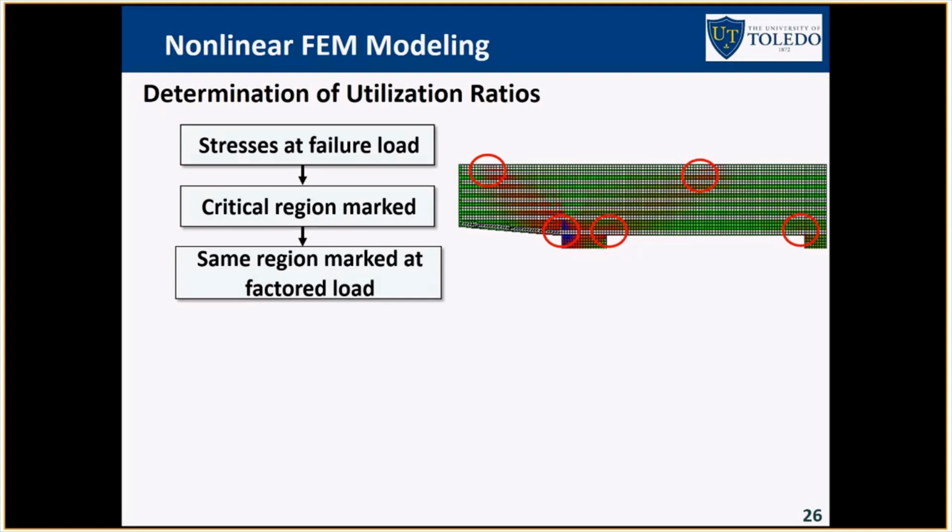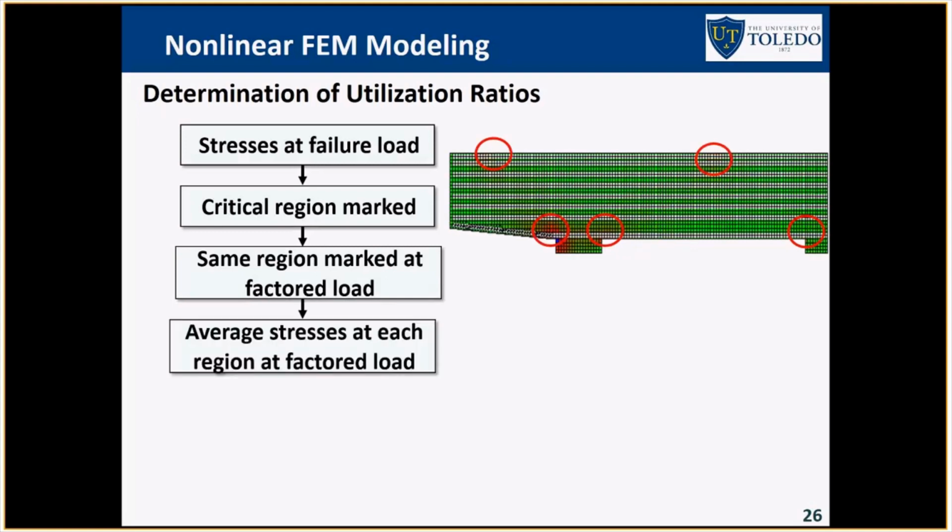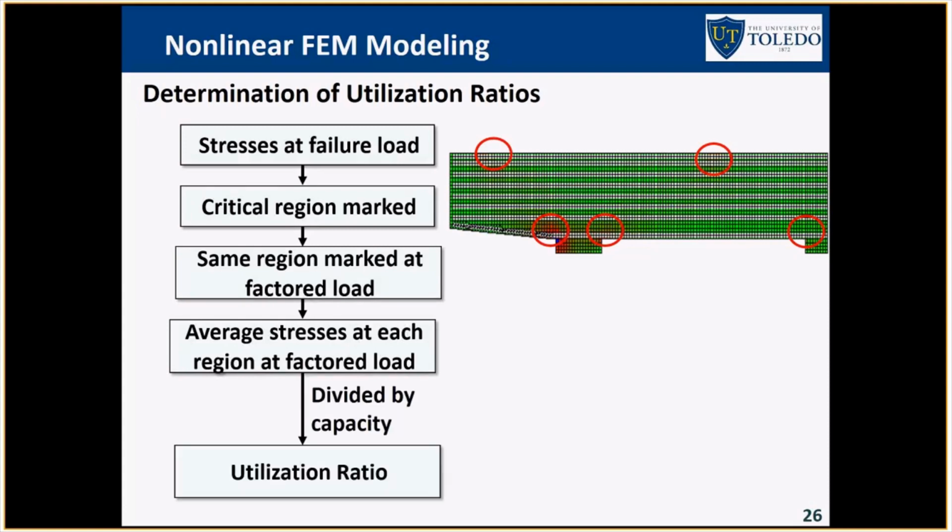Then the average stress inside that region was calculated and divided by the capacity of the concrete to get the utilization ratio. In this way, we find the utilization ratio for the concrete. We follow a similar procedure to find the utilization ratio for the reinforcement also, but unlike concrete, where failure starts over a region, in reinforcement, failure starts from a single point.